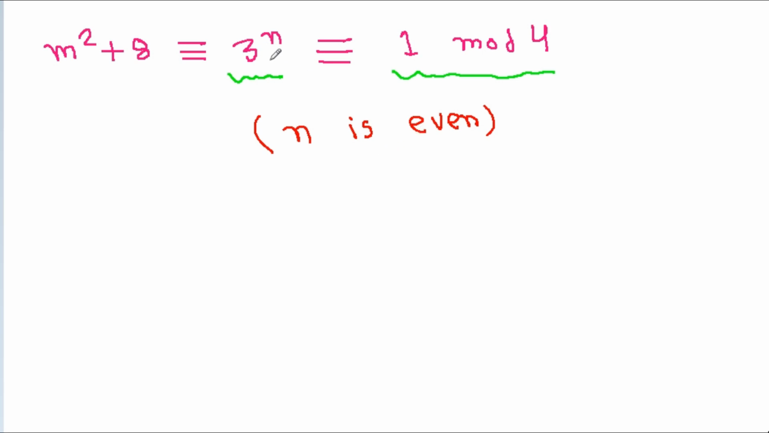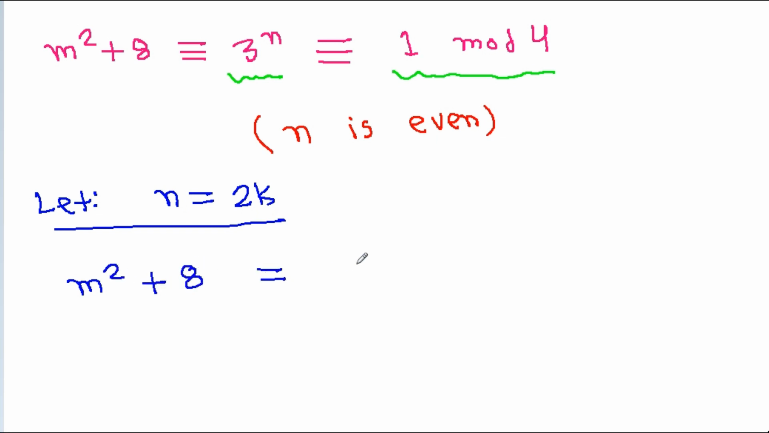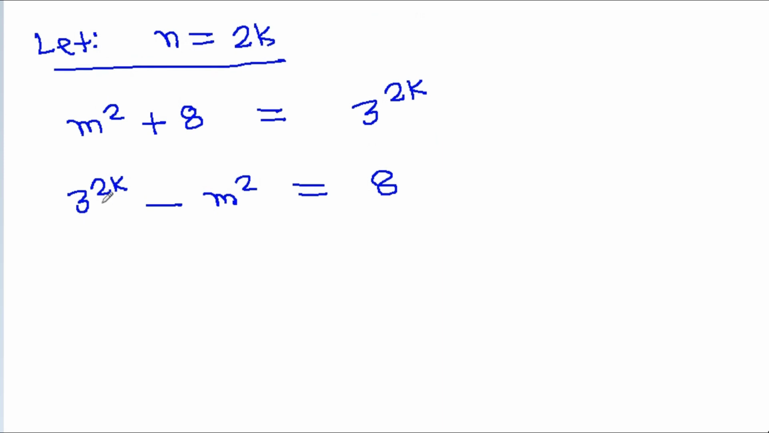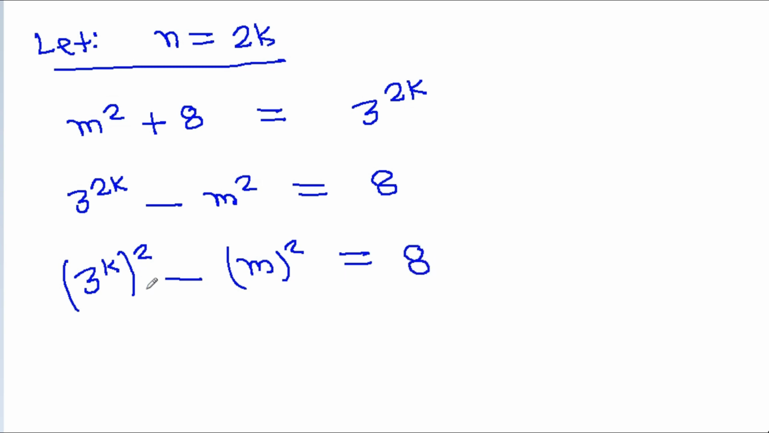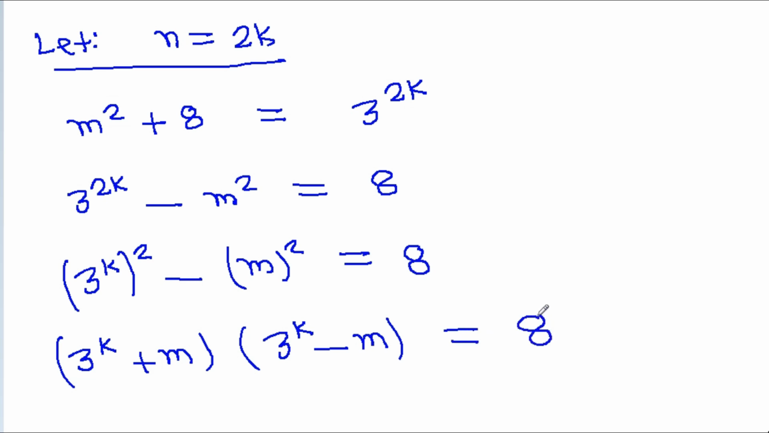So let us assume n is equal to 2k. Then we get m square plus 8 is equal to 3 power 2k, and it is 3 power 2k minus m square is equal to 8, and 3 power 2k is 3 power k square, minus m square is equal to 8, and a square minus b square is equal to a plus b into a minus b. So we get 3 power k plus m into 3 power k minus m is equal to 8.